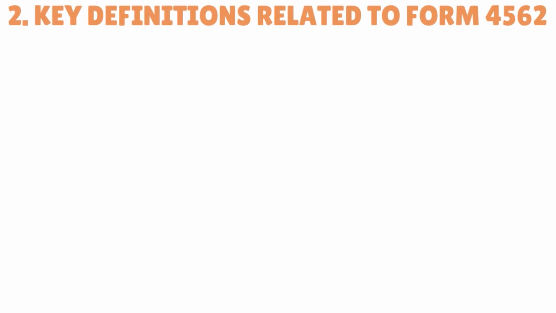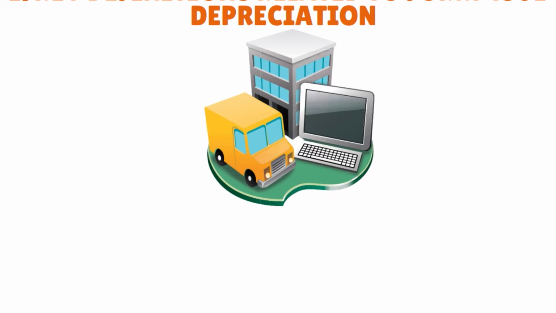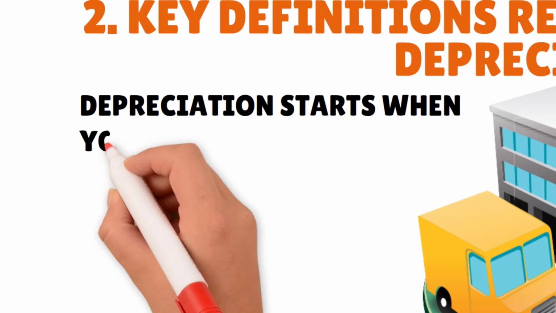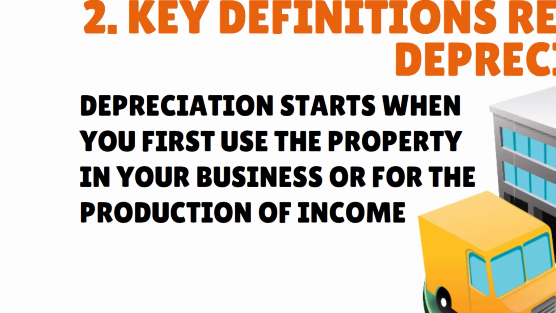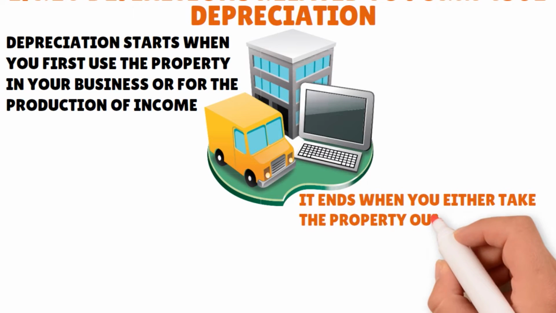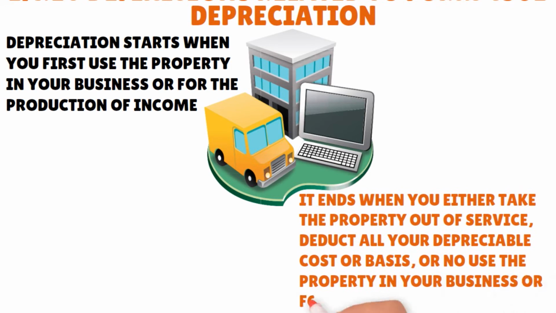Now, when we talk about Form 4562, there are a few concepts you need to have in mind. So those are depreciation. This is very simple. This is the annual deduction that allows you to recover the cost or other basis of your business or investment property over a certain number of years, right? This is the recovery period. And depreciation starts when you first use the property in your business or for the production of income. So depreciation ends when you either take the property out of service, deduct all of your depreciable cost or basis, or no longer use the property in your business or for the production of income.